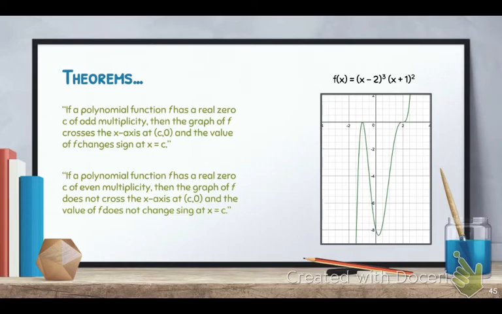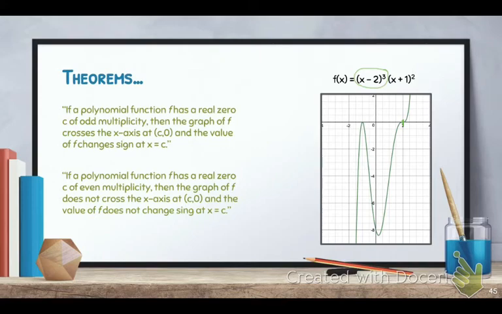So if we have some binomial and its power is odd, that means that the polynomial is actually going to cross at that zero. Okay, so it's going to go from the negative part of the range into the positive part of the range. That's what it means by it changes sign. For example, in this function that I have here on the screen, f of x equals (x minus 2) to the power of 3 times (x plus 1) to the power of 2, the x minus 2 to the third power zero has an odd multiplicity. So if we look at its graph, at positive 2, it actually crosses the x-axis. That's what it means by it changes sign and crosses the x-axis.